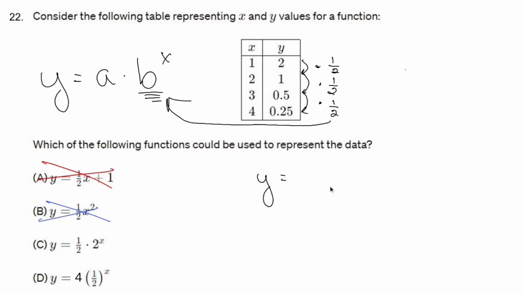So what I have is y equals something times a half to the x. Now, if you're a little paranoid and wondering, well, where's that 4 coming from? Once you plug in a number, once you substitute in 1, you're going to get 1/2 to the first power, right? Which is a half.